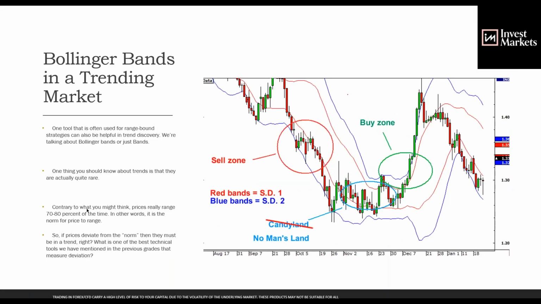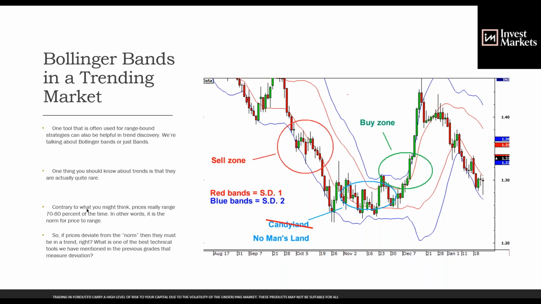Now, Bollinger Bands will also help us see a trending market. So one tool that is often used for range-bound strategies can be helpful for trend discovery. We're talking about Bollinger Bands or just bands. One thing you should know about trends is they are actually quite rare. Contrary to what you think, price really ranges 70 to 80% of the time. In other words, it's the norm for price to range. So if prices deviate from the norm, then they must be in a trend, right?